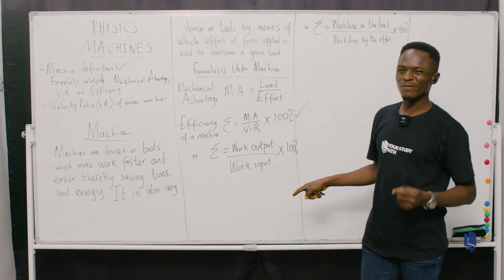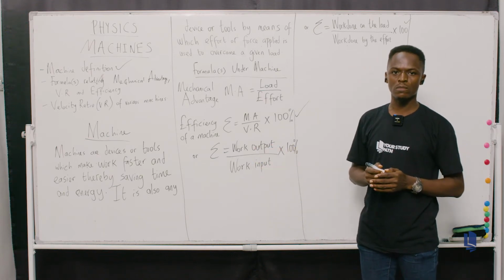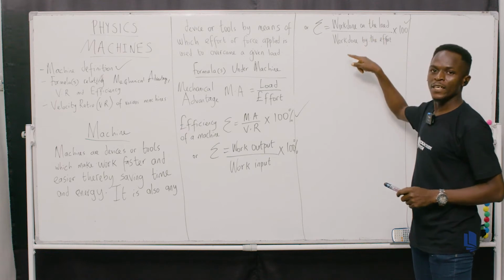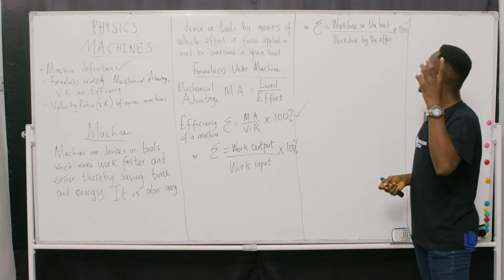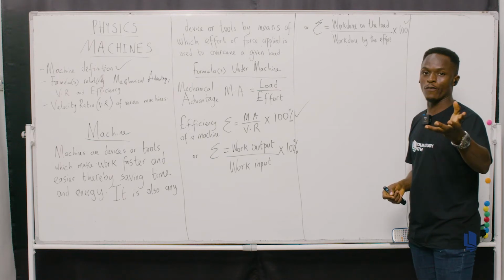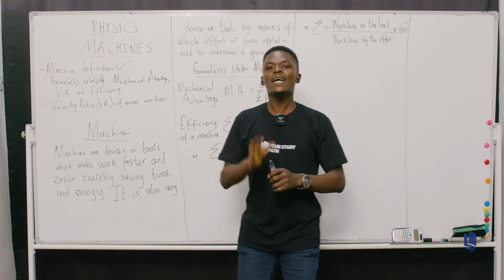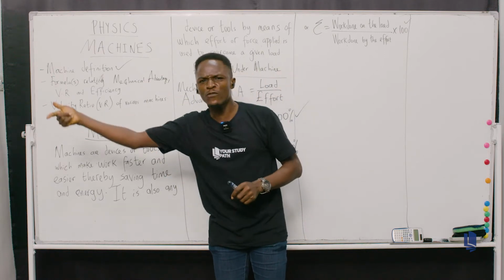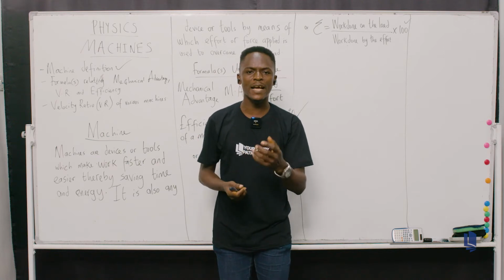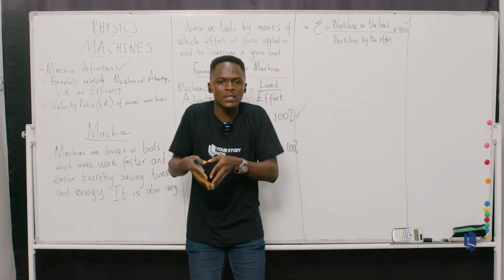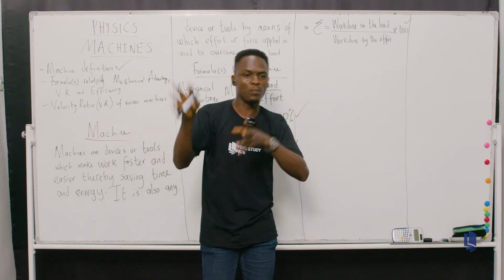Few occasions you play with work output over work input. It is always this guy. You know why? When you're having work done on the load over work done by effort, then you see them ask you a question by telling you, calculate the work done against friction. You will see your JAMB asking you a question like, calculate the work done against friction by a machine, and they will give you some parameters.